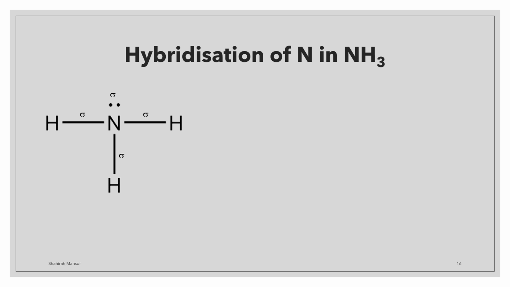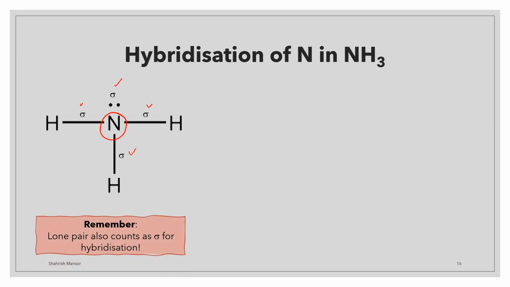Next is the hybridization of nitrogen in ammonia. So firstly, of course, you need to draw the stable Lewis structure for ammonia first. So this is the one. And then to know what is the hybridization of this nitrogen, so you have to count for the total number of sigma around the central atom. So on nitrogen, we have 1, 2, and 3 sigma bonding pairs and 1 sigma lone pair electrons. So please remember, lone pair also counts as sigma for hybridization.